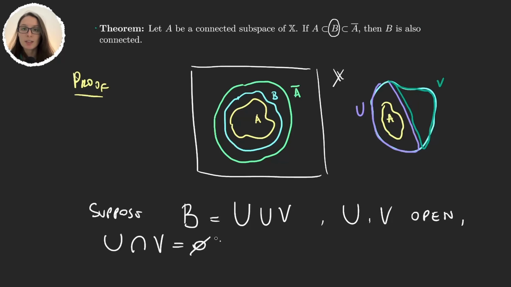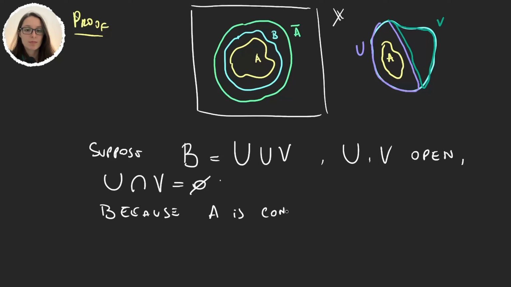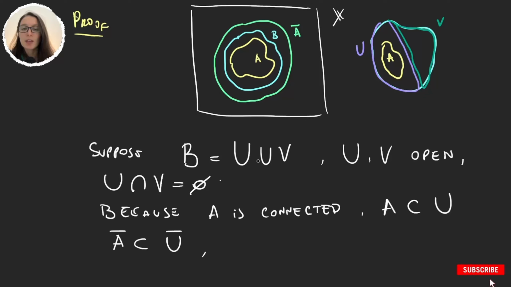So because A is connected, then A is a subset of U. And from this, because of the monotonicity that we know that the closure satisfies, we solved an exercise on that before, we know that the closure of A is a subset of the closure of U. But if U and V are a separation of B, then the intersection of V with the closure of U must be empty. So this is telling us that the closure of A is here. It's also not touching V.